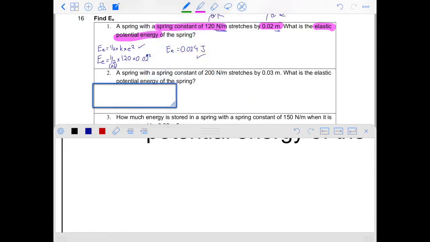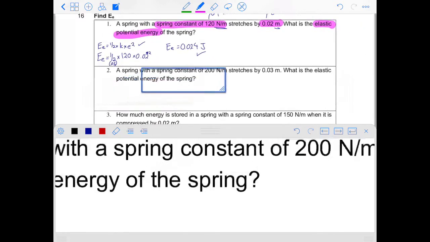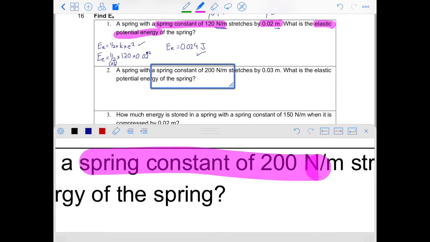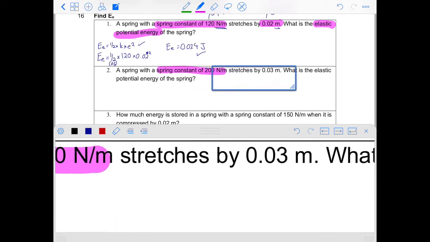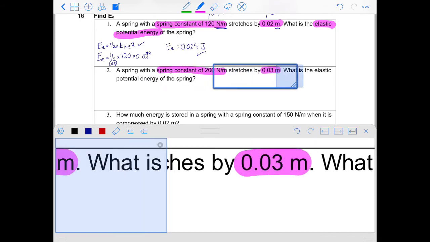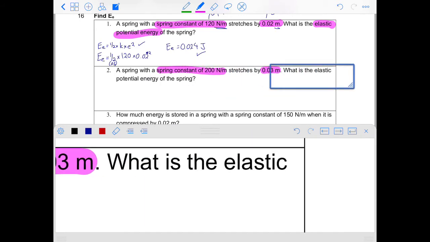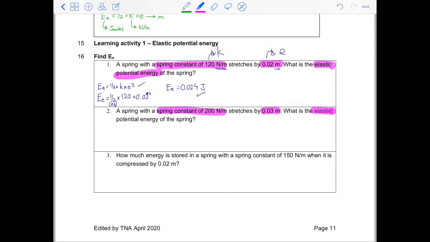So now we'll have the answer. So what you should have done is gone through the question. Spring constant of 200 newtons per meter. Again, meters, newtons per meter were fine. 0.3 meters. The elastic potential energy is what we're looking for.